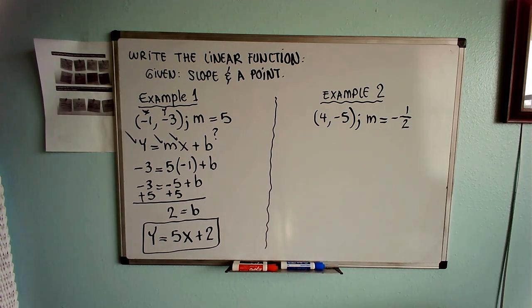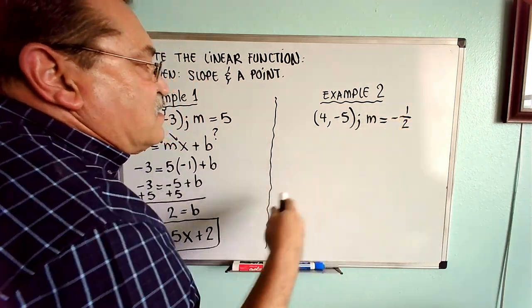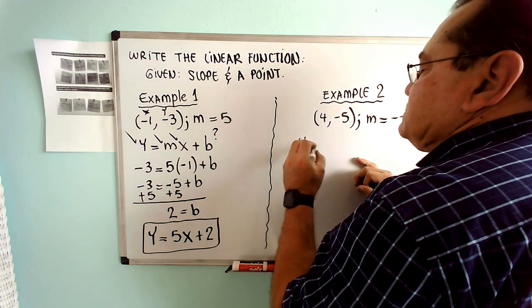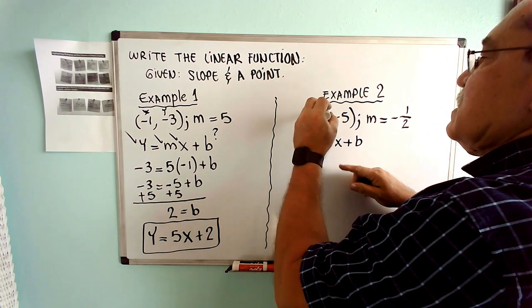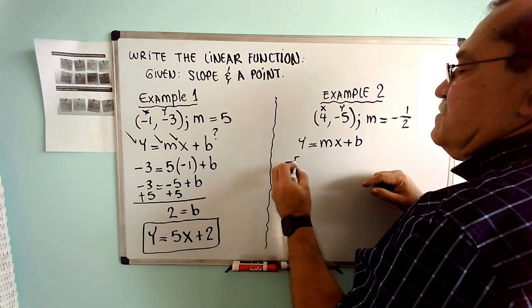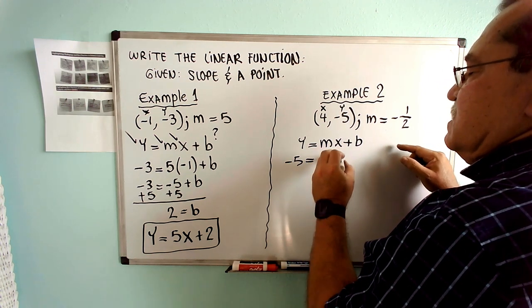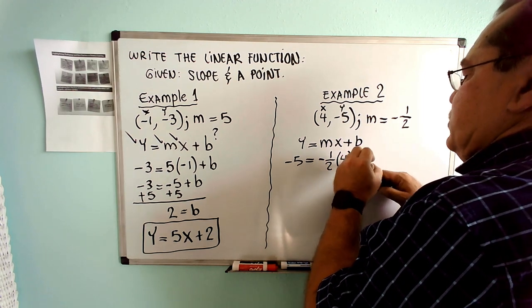In the other example, we are going to write the equation of a line that passes through the point (4, -5) and slope equals negative 1/2. So remember, y equals mx plus b. This is x, this is y. So negative 5 equals negative 1/2 times x, x is 4, plus b.